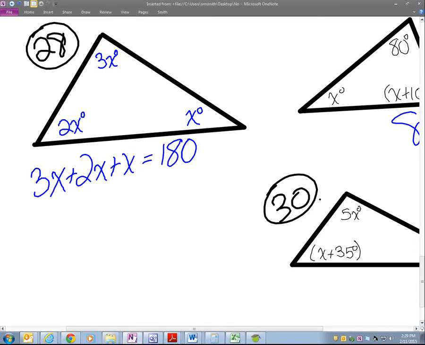So we are going to combine like terms. Now, if I have 3 x's, and someone walks in and gives me 2 more x's, how many x's do I have? 5. I have 5 x's. Someone comes and gives me another x. I have 6 x's, and that's what's happening here. These are all the same thing. Then I have 6 x's equals 180.